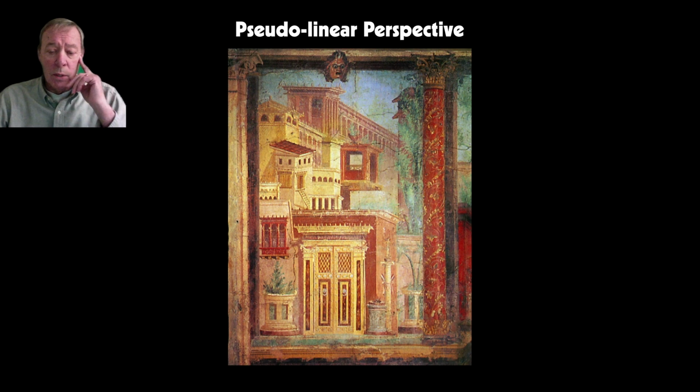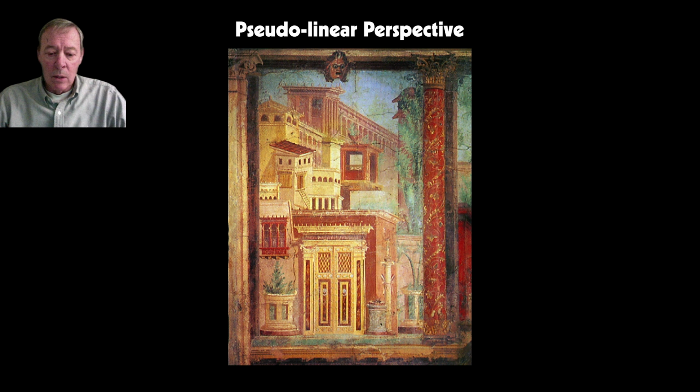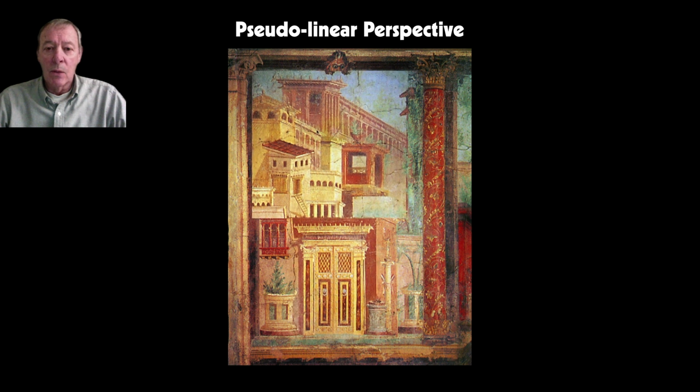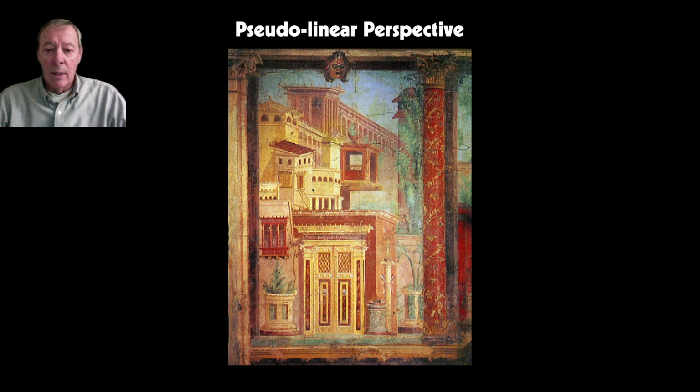So here in the second style painting, we see a wall in a villa that is opened up between these two columns. And then we see beyond the columns this garden wall with a gate in it. And then beyond the garden wall, we see the city buildings rising up. Now, in a case like this, the linear perspective does not work effectively. So that's why we're calling it pseudo-linear perspective.